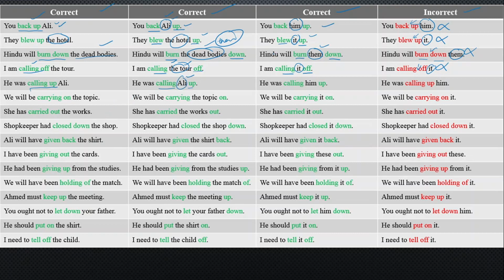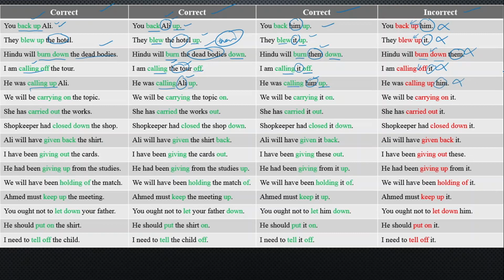And when instead of Ali we are using him, keep in your mind him is your object, and the verb and adverbial particle must be separated by an object when it is a pronoun. So him, it, them are your pronouns, so you must separate them. But if you write them together, he was calling up him, where the object is coming at the end, you have not separated, so the sentence will be considered wrong.